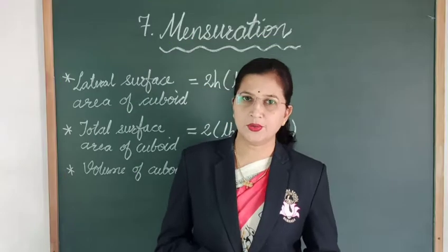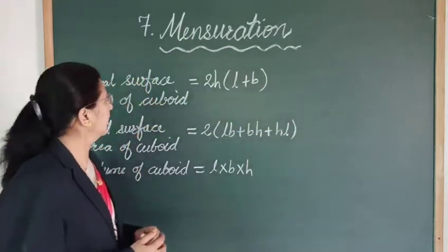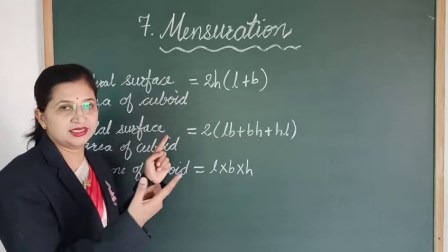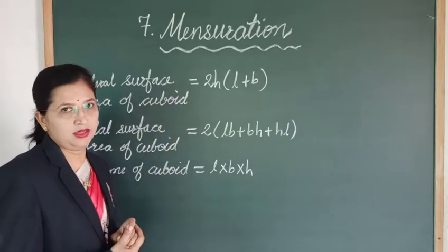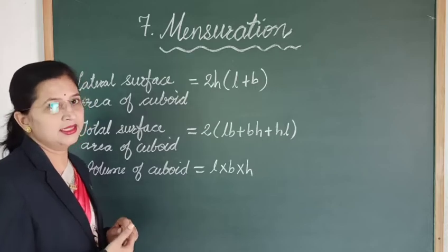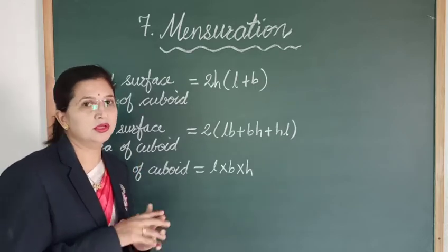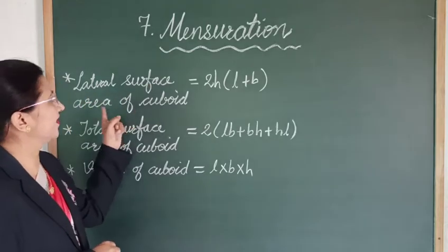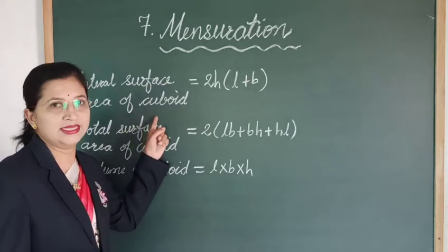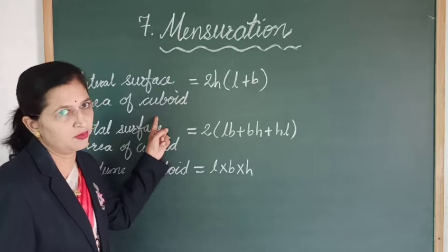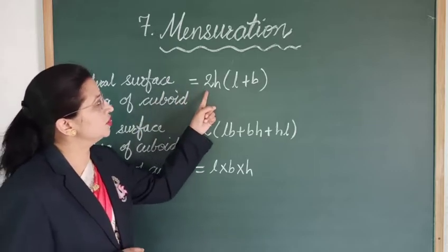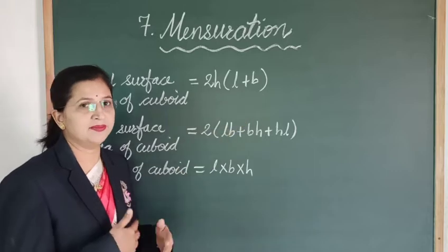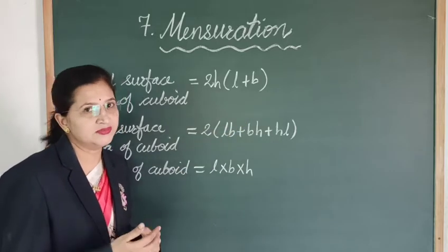Let's start with the cuboid. For a cuboid, the lateral surface area, when we are considering only the four walls, four sides, no bottom, no top, we have to use the formula for the lateral surface area of cuboid, or we can call it the vertical surface area of cuboid. The formula is 2h into bracket length into breadth. How the formula came, that we have already studied in the previous video.